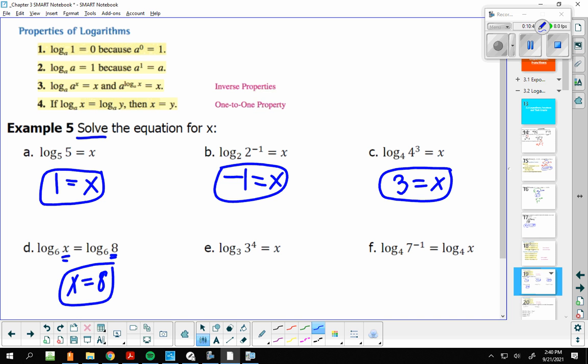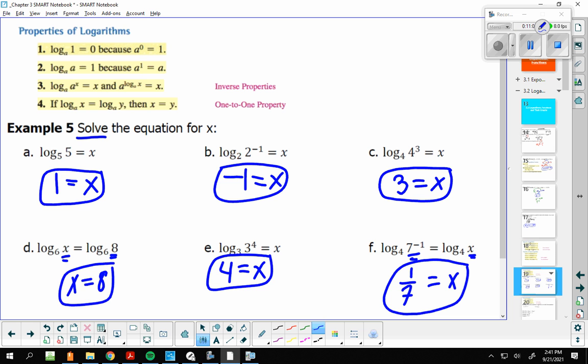3 to what power gives me 3 to the fourth? That would be the fourth power. And then here we have log base 4 on both sides of the equation. So my arguments are equal. And instead of writing 7 to the negative first power, I'm going to change that into 1/7 equals x. Okay? So again, you're just asking yourself the base to what exponent equals the argument.